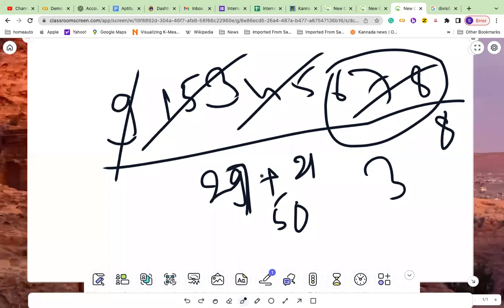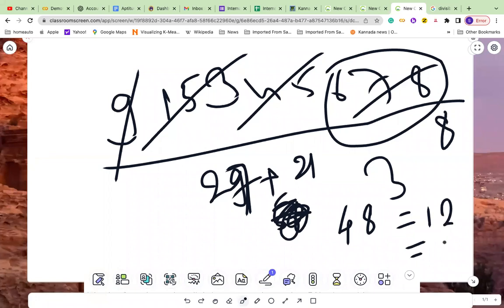Okay. So now what is this number? 48. Correct. 4 plus 8 is 12. So 1 plus 2 is 3. So 3 is divisible by 3. Is that correct? So 48: 4 plus 8 is 12, and 1 plus 2 is equal to 3. So finally it is divisible by 3. Is that clear?